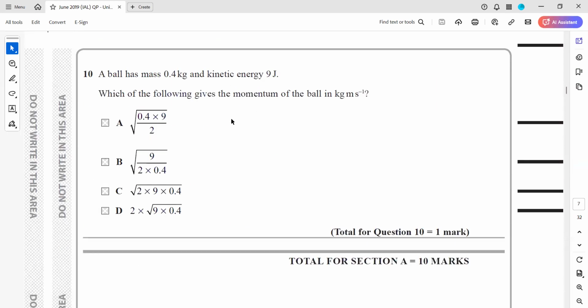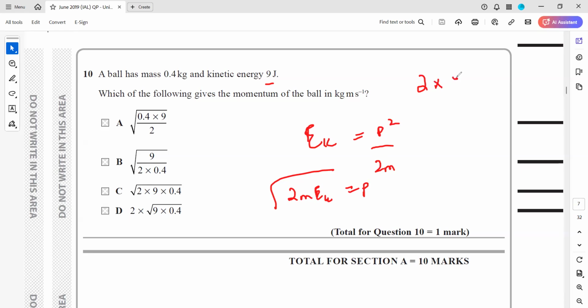A ball of mass 0.4 kilogram has a kinetic energy of 9. Which of the following? The formula which relates the momentum, the kinetic energy and the mass: Ek is equal to P squared over 2m. So if you need the momentum, it will be the square root of 2m times Ek, which will give us P. So it will be 2 multiplied by mass 0.4 and kinetic energy 9, in a root, that will give us the momentum. So 9 times 0.4 times 2 in a root will give us the momentum. So C will be the right answer.